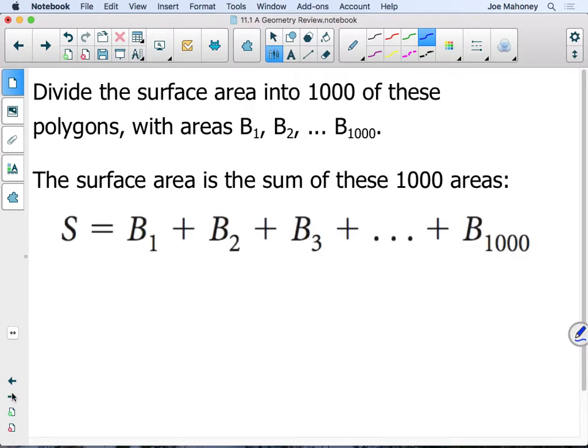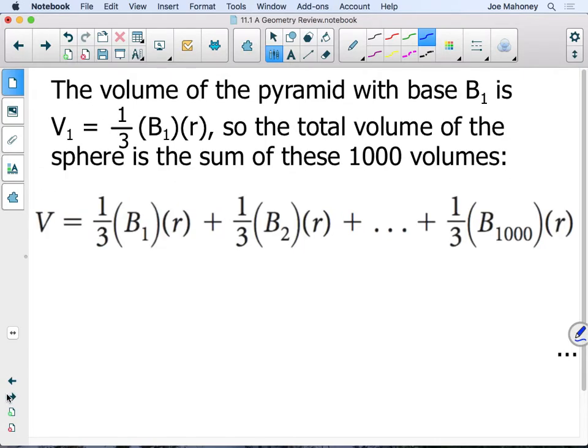And let's just say we can divide that surface area into 1,000 of those polygons. So the area of the first one is base 1, then base 2. Well, the surface area of the sphere is what those 1,000 areas add up to. Okay, but what are those 1,000 areas? I get you. Let's keep going.